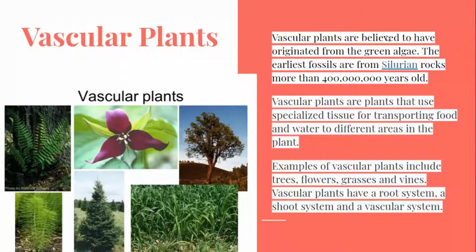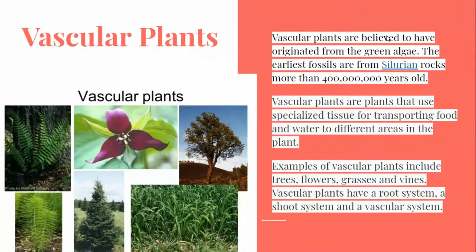So that's why we talk mostly about vascular plants, because the majority of the plants we come in contact with every day, with the exception of moss, liverworts, and algae, those three are non-vascular plants. Everything else that you come in contact with is going to be a vascular plant. It's going to have that special tissue for transporting food and water. It's going to have a root system, and it's going to have a shoot system.